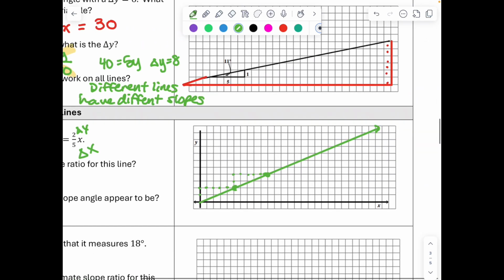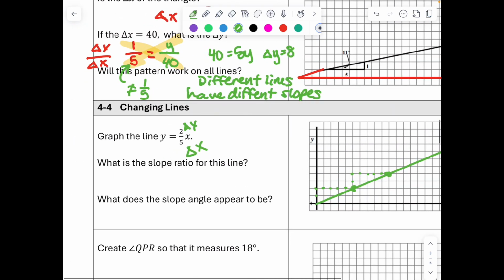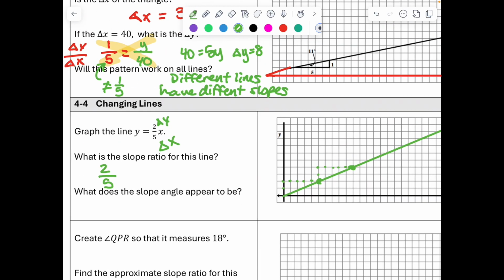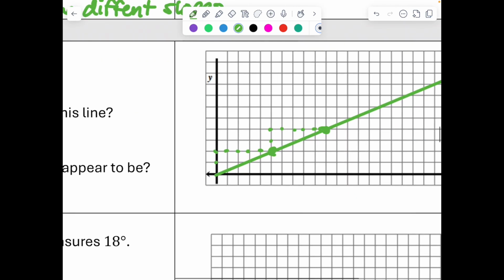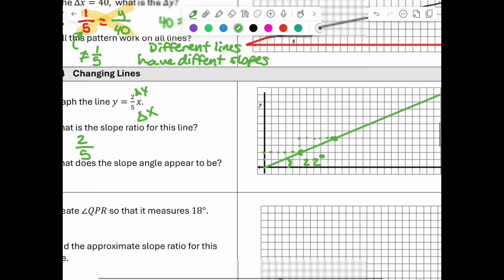What is the slope ratio for this line? Well, it's the slope, right? It's 2 over 5. And if we were to figure this out with a protractor, what this angle is, it ends up being 22 degrees.